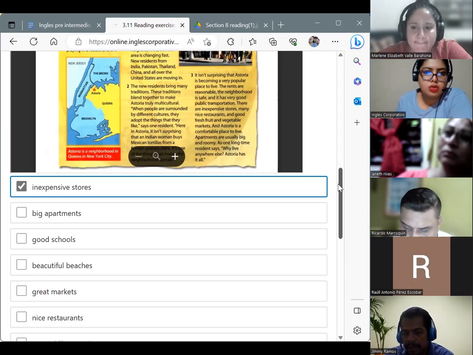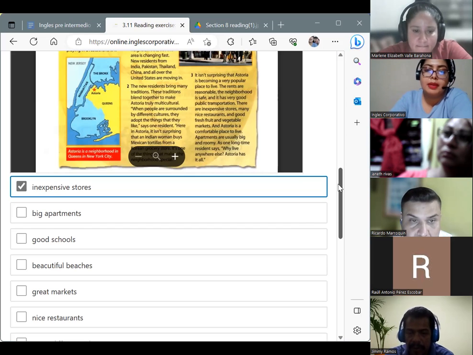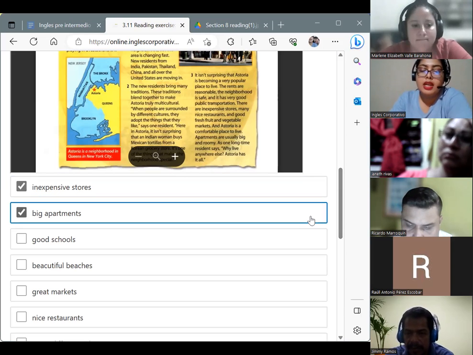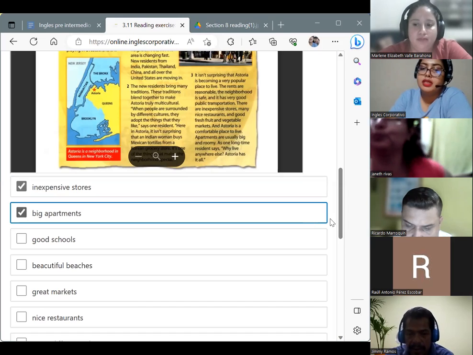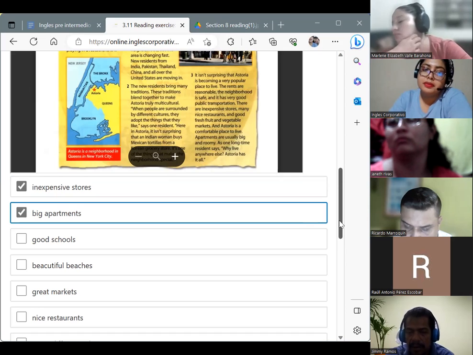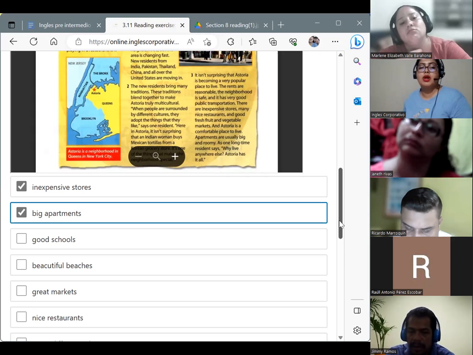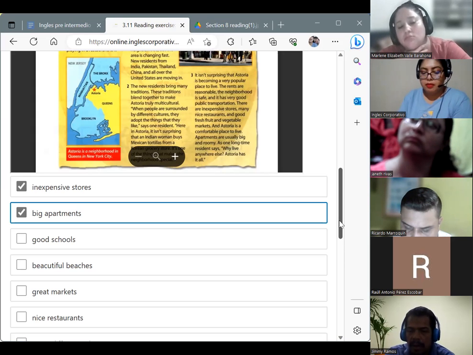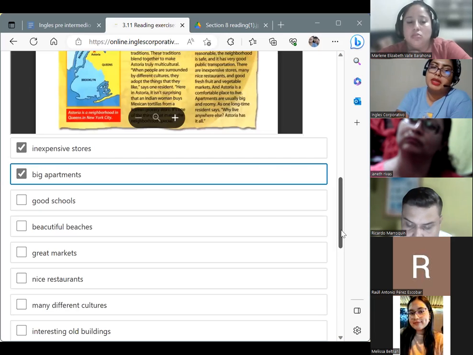No, it's just, it says here at the end, apartments are usually big. Ahí dice, hay apartamentos que normalmente son grandes. They have good schools. No, in this case, it doesn't appear on the information. We have a mistake here, but it's talking about beautiful beaches. No, it doesn't say anything about beaches.